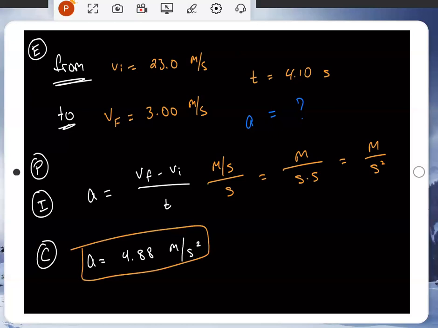Any issues or questions on that one? I'm still trying to put it in my calculator. 1 second. Okay, I got the same answer. Yeah, 4.88.